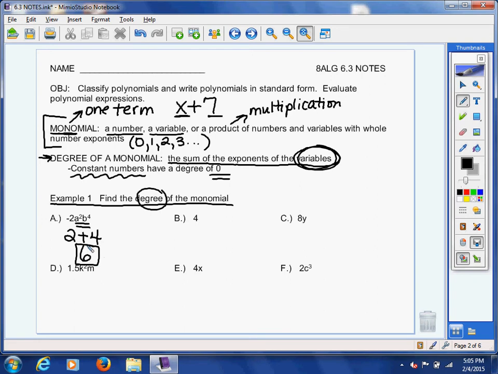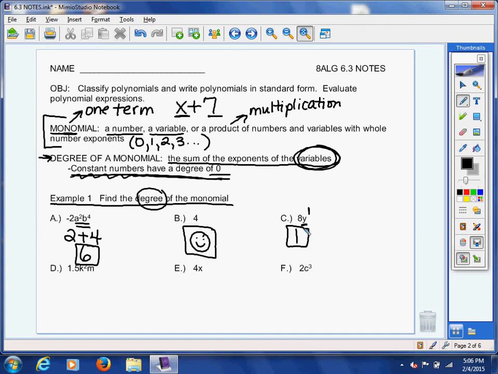Okay? Let's go to letter B. Go to the right here. Letter B. It's not got any variables. This is a constant number. Remember what I told you about constant numbers. They have a degree of 0. You're exactly right. Hey, let's make a little smiley face. There you go. Let's look at C. 8y is a monomial. y is our variable. What's the exponent on it? Because I don't see it. So what is it when you don't see an exponent? Now hopefully you said 1, and so that's the degree of that particular monomial. It's a 1.